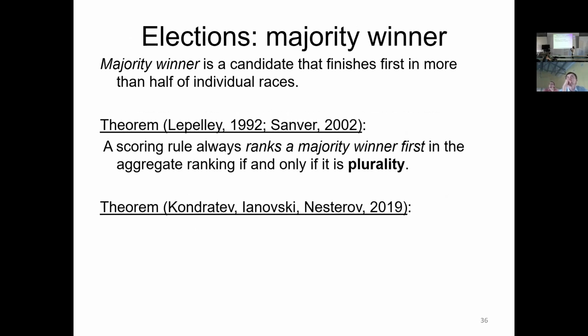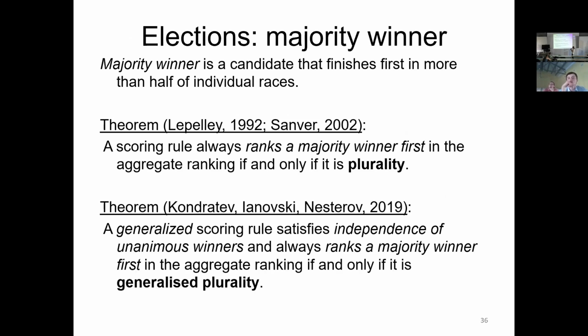And we can show that the only generalized scoring rule which has this property and satisfies independent unanimous winners is generalized plurality. From a technical point of view, this result is interesting because generalized scoring rules are, as I've said, very weird objects. And usually to pin them down, one must use very strong, very technical axioms. But here we use two very simple, very intuitive axioms, and we get this rule uniquely.